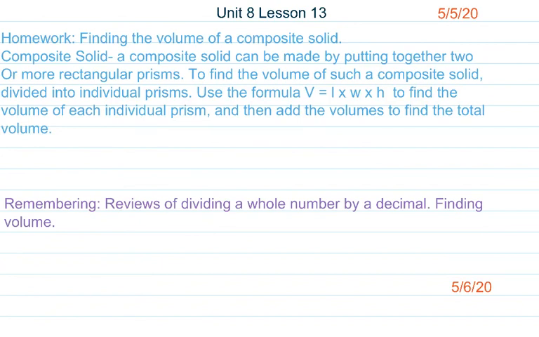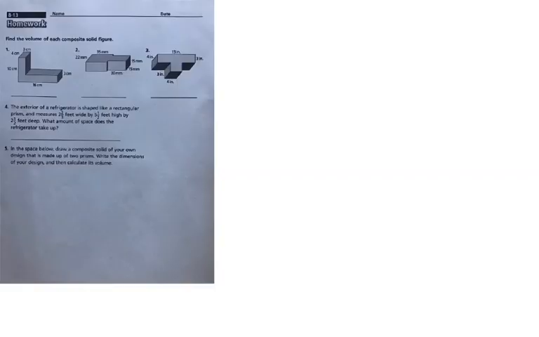solid. On the remembering side today, you're going to be reviewing dividing a whole number by a decimal and then finding volume. I think the best way for me to do this is to bring up a picture. You can see that we only have 5 problems on the homework side, and on the remembering side you only have 7. So it's a pretty short assignment today. But I'm going to break up the composite solids so that you can see how you can do that, and I'm going to try to pull up a smaller picture and then just dissect it with you as we go.